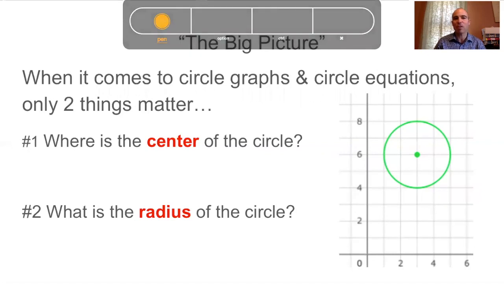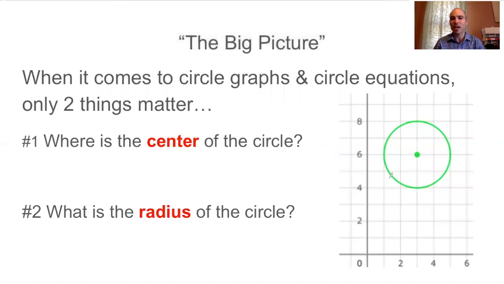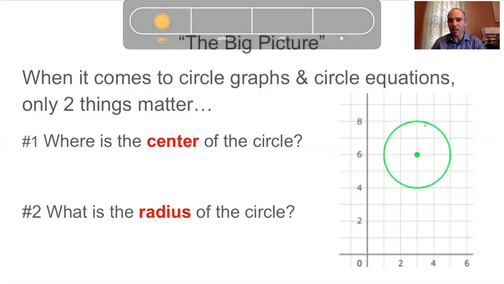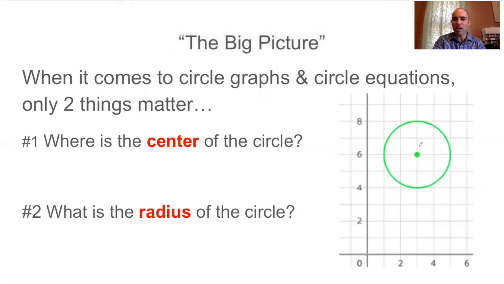So just to give you an example here, I have a circle that I actually took from your IXL assignment. I'm looking, where is the center? Okay, it looks like we've got 3 is your x coordinate. It looks like 6 is the y coordinate. That is the center of the circle, right? So we'd say the center is (3, 6).